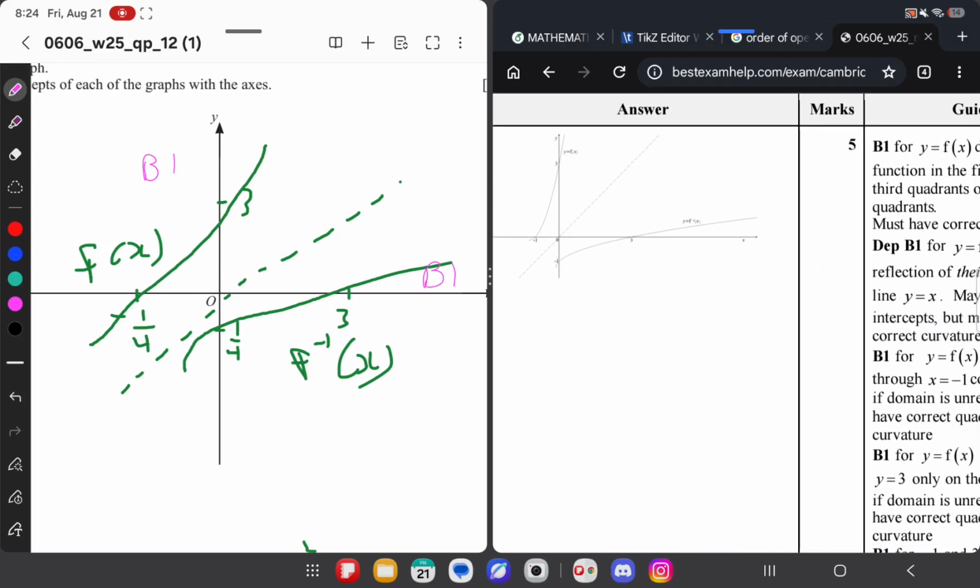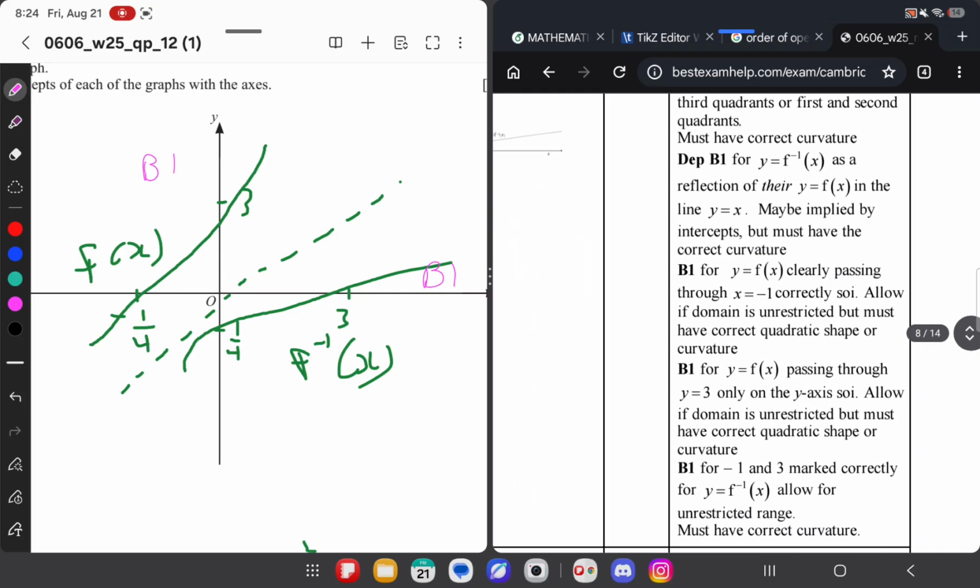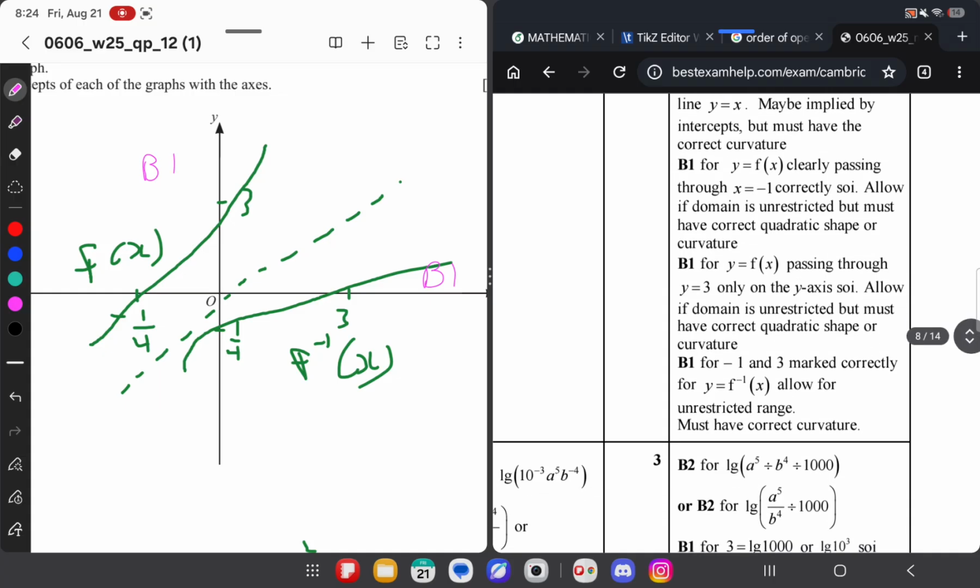Negative 1? Oh no. Seen or implied, allow if domain is unrestricted but must have correct quadratic shape or curvature. Passing through y equals 3 only in the y-axis, seen or implied, allow if domain is unrestricted. B1. Yeah, B1 for this last one.